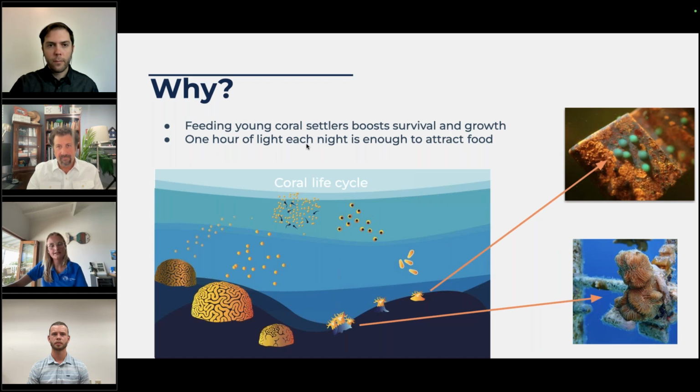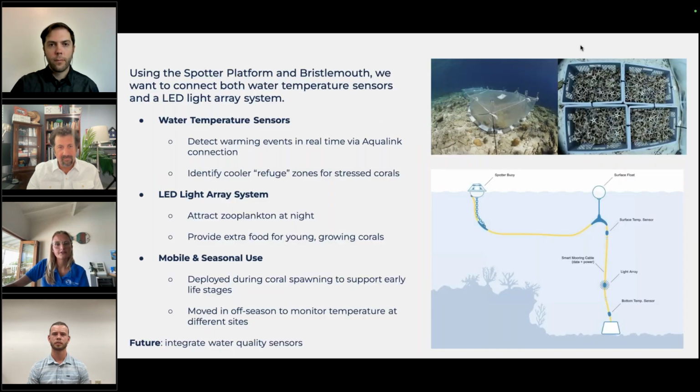And the way that we can do this in the field, because a lot of our work is actually done on the water and we don't have a lab, is just turning a light on each night to attract the zooplankton that the coral can feed on. And so together with Vince, we had this idea to create a spotter platform where we can not only have water temperature sensors at the surface and at the bottom, but also this LED light array system that will be coded and programmed by his students to turn on 1 hour at night to attract the zooplankton for our young coral settlers.